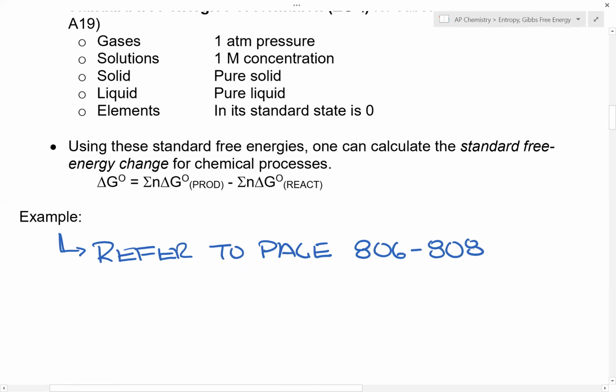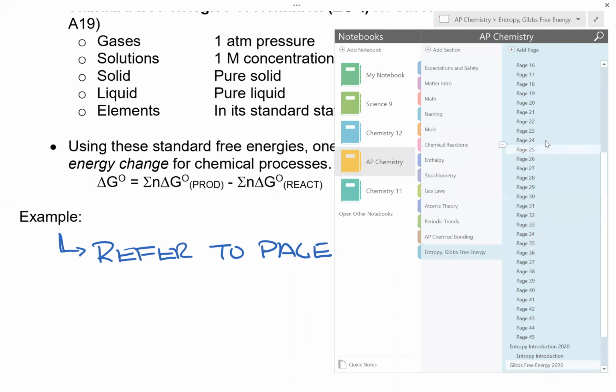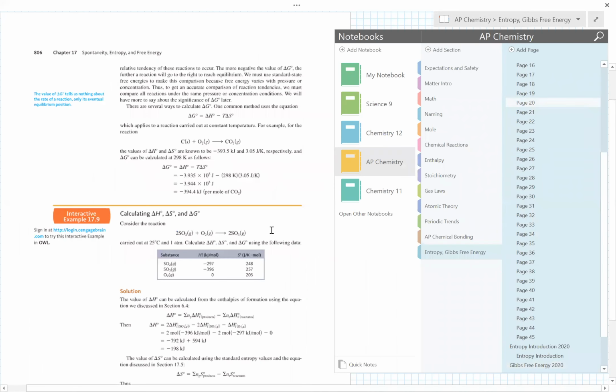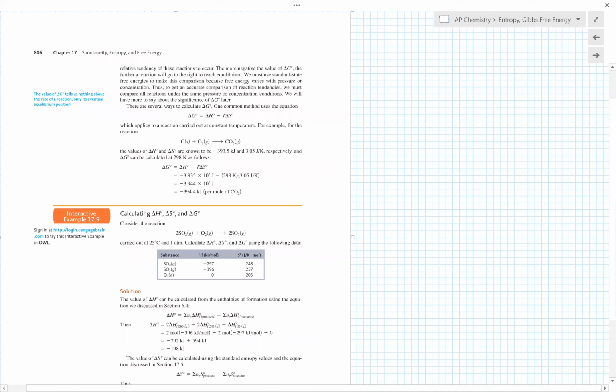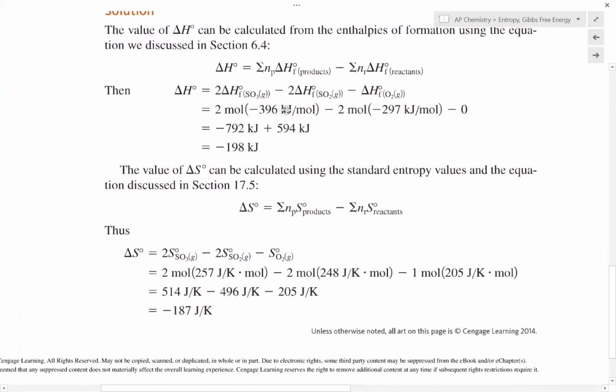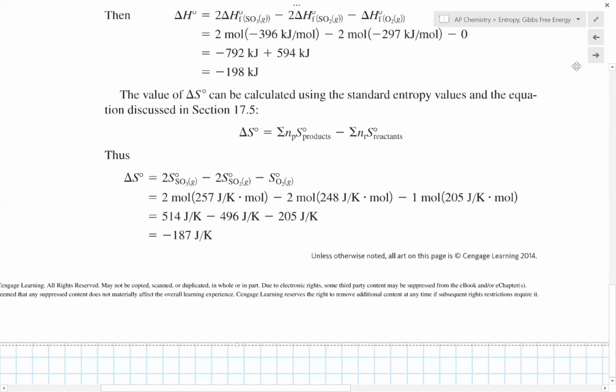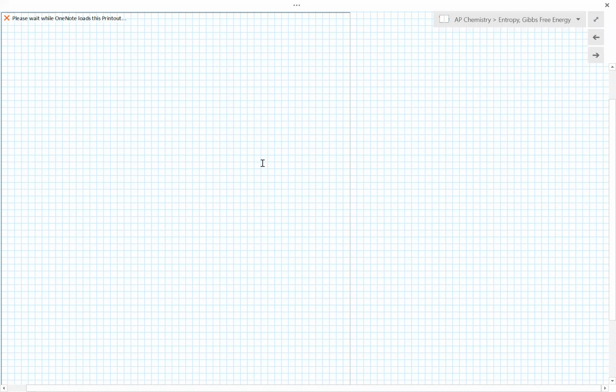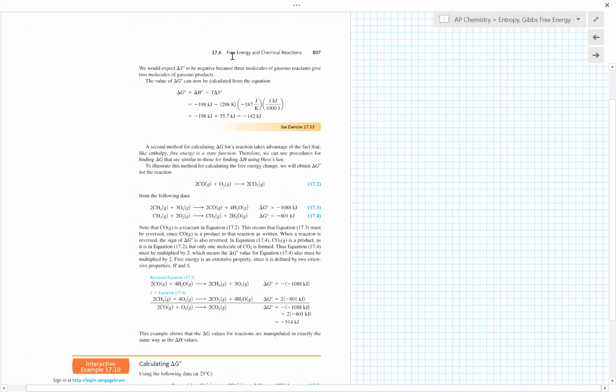Now, what's happening on pages 806 to 808? If you take a look on page 806, they give you an example of taking delta H and delta S values, calculating the delta H for the reaction, calculating the delta S for the reaction, and then combining them into the delta G equals delta H minus T delta S equation.